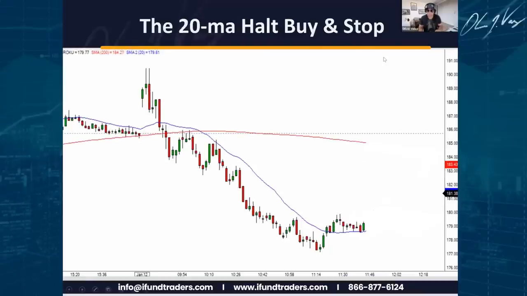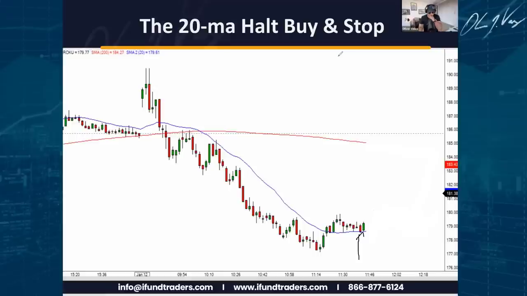Boom, we get that pullback. Beautiful, this looks beautiful. Okay, pull back to the 20. We halt, and the first time a green takes out a solid red. Now, some traders do it above the little reds, okay? The best ones come when they're taking out somewhat of a solid red. Your solid red here is here, okay?